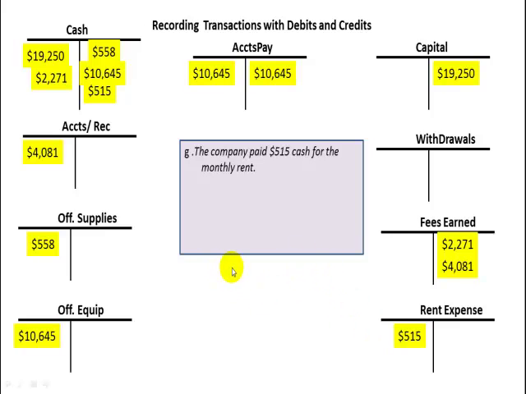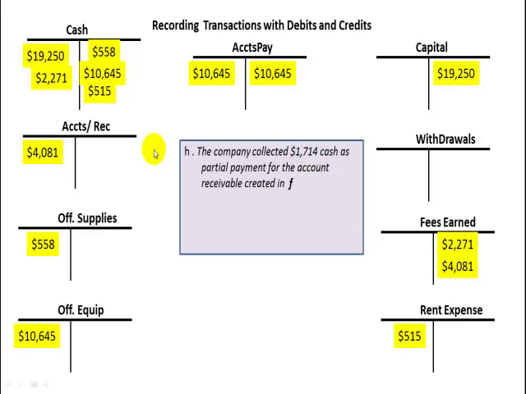Now let's show the journal entry. We have a debit to rent expense for $515 and a credit to cash for $515, and we're ready to go on to H. In H, the company collected $1,714 cash as partial payment for the accounts receivable created in F. So back in F, we debited accounts receivable for $4,081, and we credited fees earned for $4,081, and now we're collecting part of it.